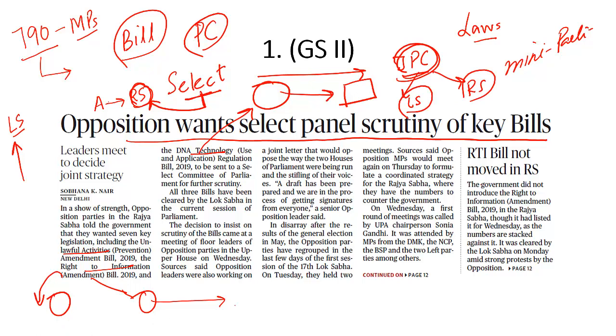But how are these members elected or appointed? They are appointed by the Speaker, but based on the proportional representation system. And what is this proportional representation system? Let's say, for example, for this particular bill, we need to constitute a select committee. In this case, what will happen? A select committee will be constituted. Let's assume the number of members of the select committee is 31.